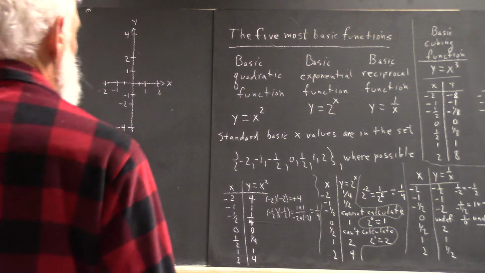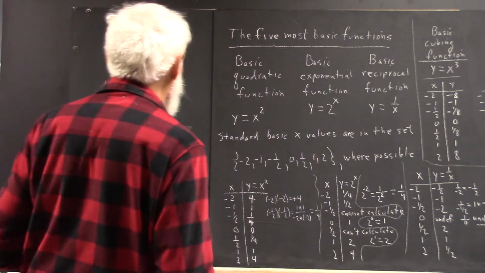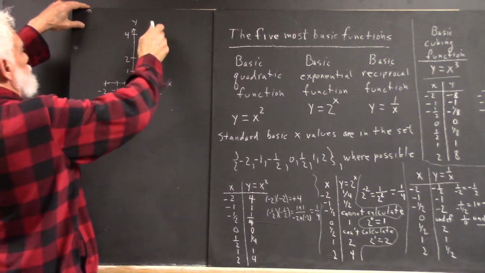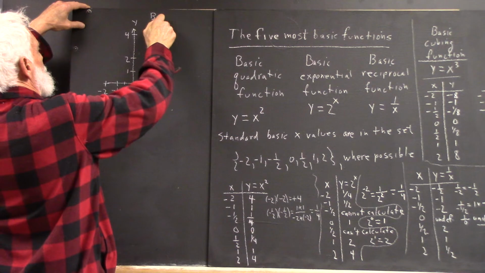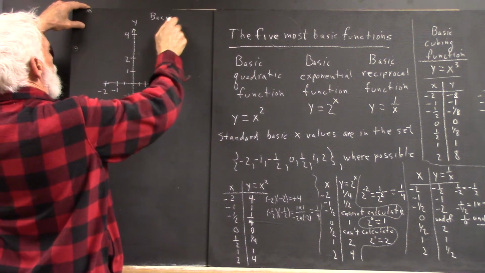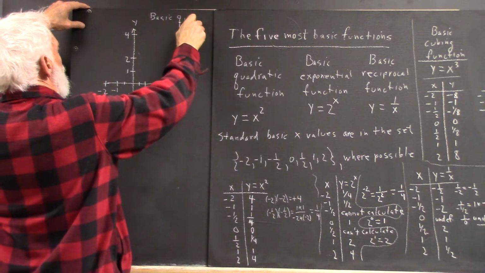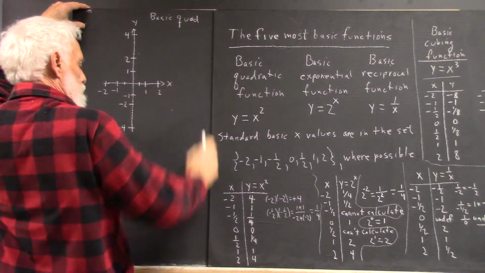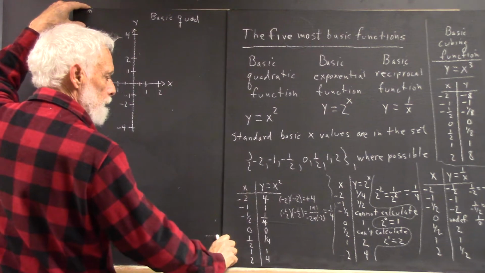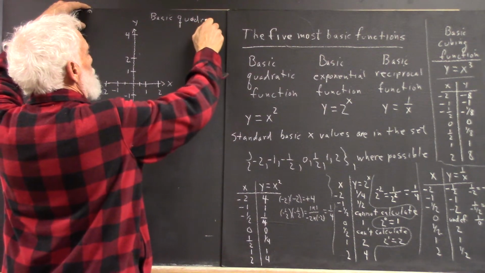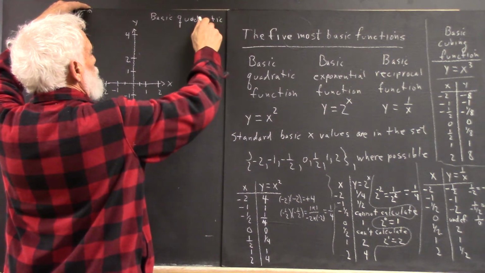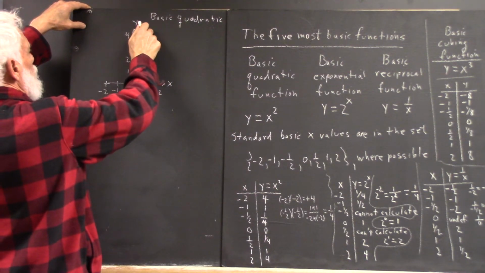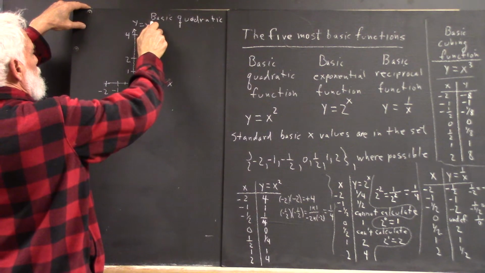Okay, so we're going to graph our 5 most basic functions. Now here we're going to graph the basic quadratic function. And that would be y equals x squared.